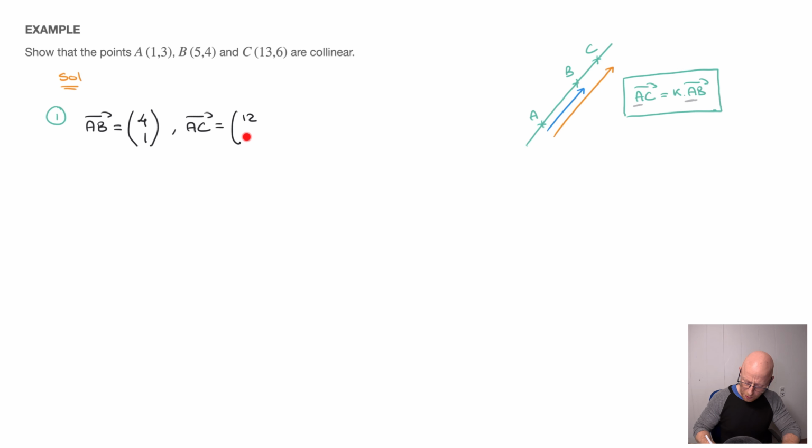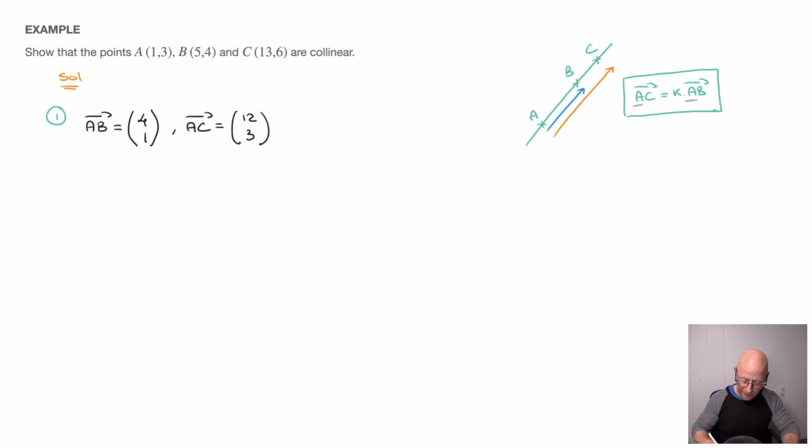And its y component, well, that's the y-coordinate of C, so that's 6, minus the y-coordinate of A, so that's 3, so 6 minus 3, which is 3. Done. And so in this first step, the objective is to establish whether or not these 2 vectors are parallel. And put simply, if we can write a statement like the one we have on the right-hand side here, then the 2 vectors are parallel.